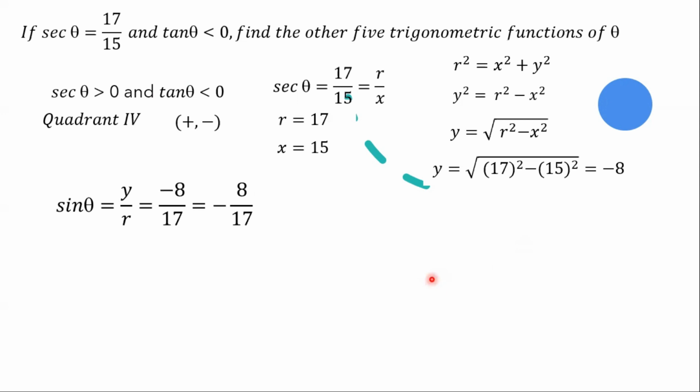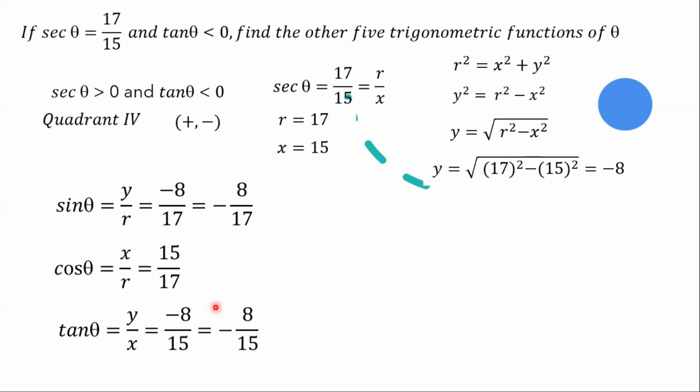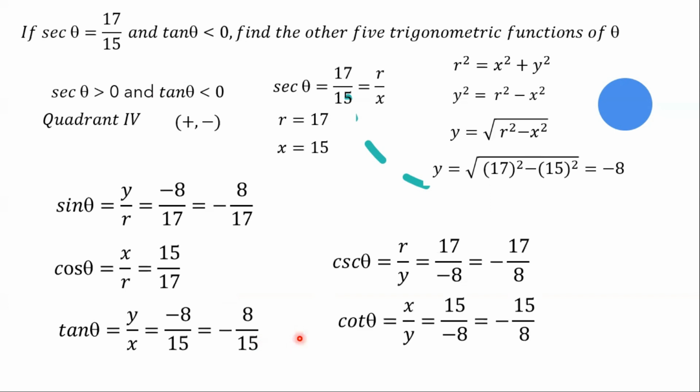Since y is equivalent to negative 8, then sine theta is negative 8 over 17, so y over r. Cosine is 15 over 17, x over r. Tangent, y over x, so negative 8 over 15. Cosecant, r over y, so 17 over negative 8. Cotangent is x over y, so 15 over negative 8. So we have here the other 5 trigonometric functions of theta.